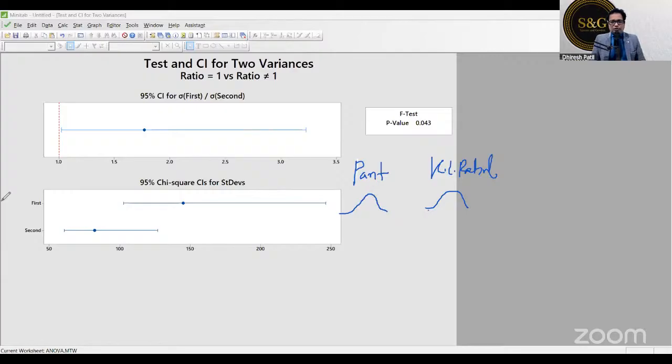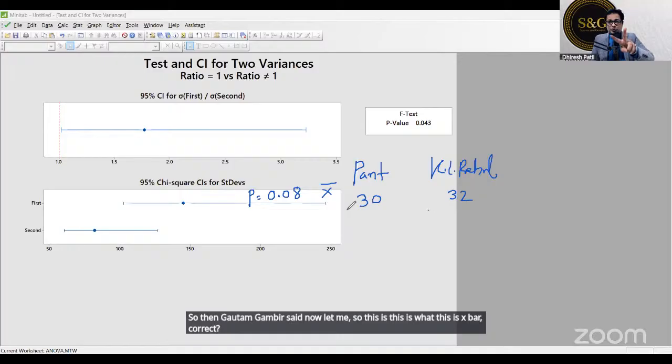First he will collect the batting average of Rishabh Pant, let's say in T20 cricket. The batting average is 30, and KL Rahul's batting average is 32. So he will check the p-value. Let's say the p-value is not statistically significant, let's say 0.08, more than 0.05. This is X bar, correct? This is a two sample t-test.